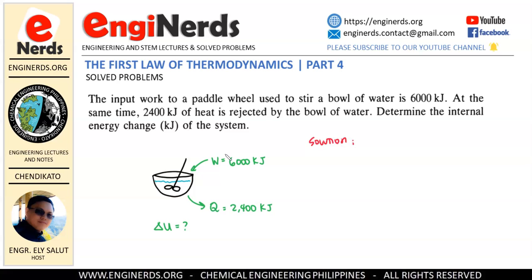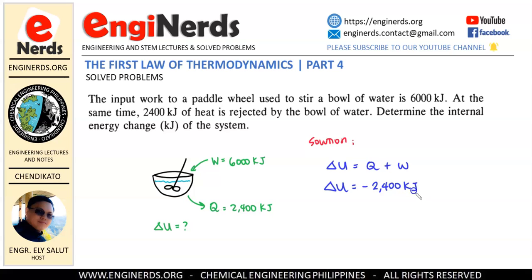Of course, we're going to apply the first law of thermodynamics, which states that energy cannot be created or destroyed, but can be transferred into other forms. We learned from our previous video that delta U is equal to Q plus W. So this is basically what we're going to use in dealing with the first law of thermodynamics. And we are looking for delta U. Our Q, which is the heat involved in our situation here. The heat is actually released from our system, right? Because the heat is being rejected by the bowl of water. So there is heat coming out, therefore our heat will be negative because it is leaving our system.